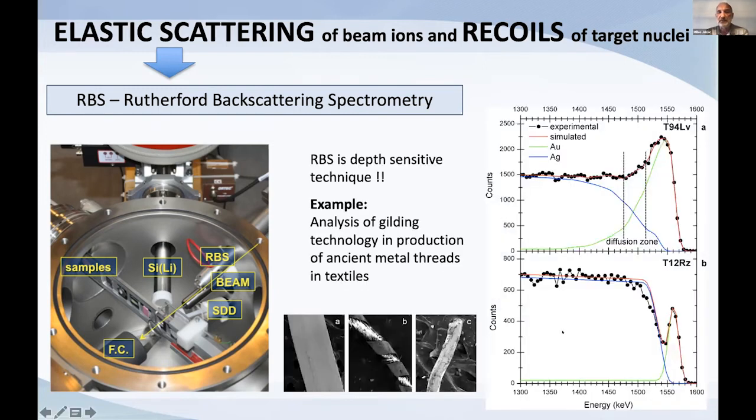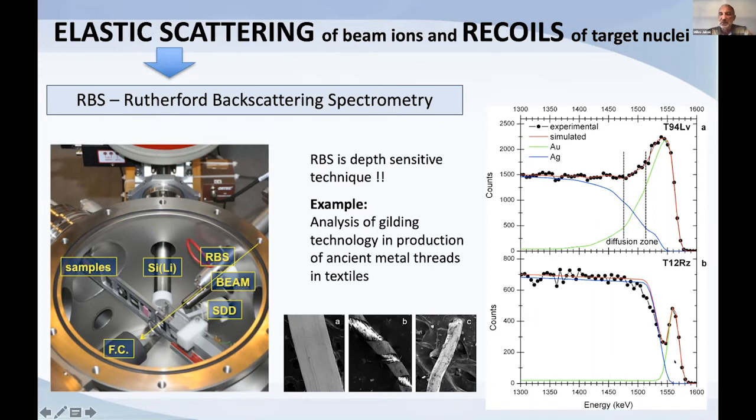So this is one example of the application of RBS, and this is also an example from cultural heritage. In some of the ancient threads, kind of religious clothes, let's say, there are metals inside, and art historians were interested to see what kind of technology was used in the production of such metal threads. So here are two examples.